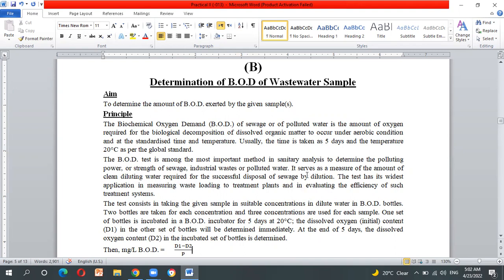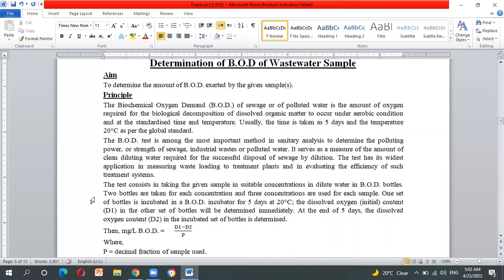It serves as a measure of the amount of clean diluting water required for successful disposal of sewage by dilution. The test has its widest application in measuring waste loading to treatment plants and in evaluating the efficiency of such treatment systems. The test consists of taking the given sample in suitable concentrations in diluted water in BOD bottles. 2 bottles are taken for each concentration and 3 concentrations are used for each sample.